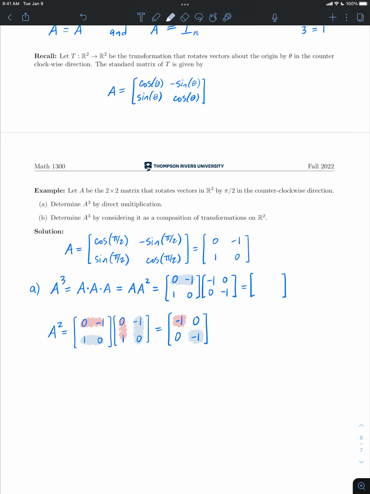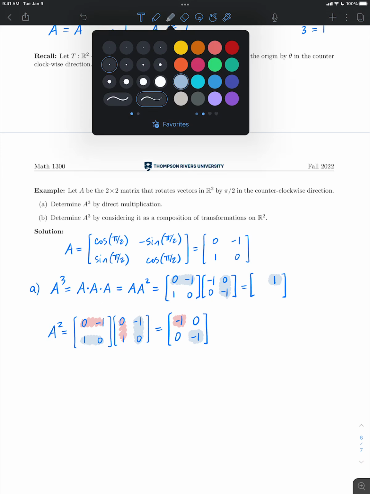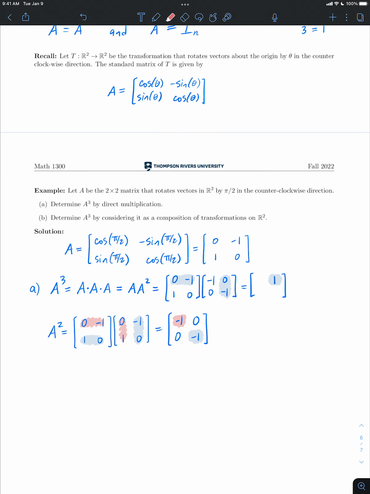I'll do different entries this time just to be different. So I'll work out this row and this column multiplied together to compute this entry. So what's that going to be? 0 times 0 plus negative 1 times negative 1. That's going to give us positive 1. And now if, let's say, I multiply this row by this column, that's going to give us this entry. So we'll have 1 times negative 1 plus 0 times 0.